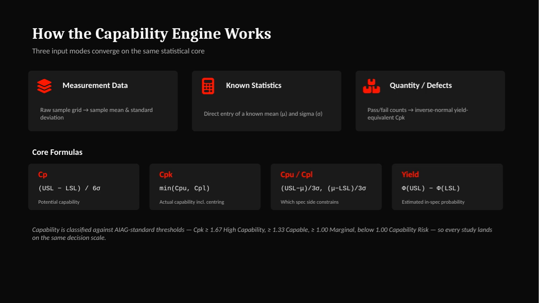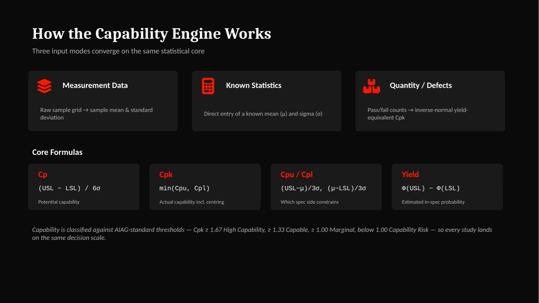Now, focusing on the core formulas, CP measures potential capability assuming the process is perfectly centered, calculated as the difference between the upper and lower specification limits divided by 6 times sigma. On the other hand, CPK reflects the actual capability by considering how centered the process truly is. It's the minimum of CPU and CPL. CPU and CPL indicate which specification limit, upper or lower, is the hardest to meet based on how far the mean is from each limit, normalized by sigma. Lastly, yield is estimated as the probability that a measurement falls within the specification limits, calculated using the cumulative distribution function of the normal distribution.